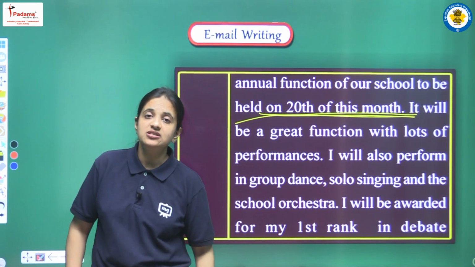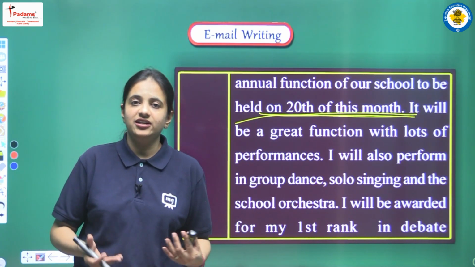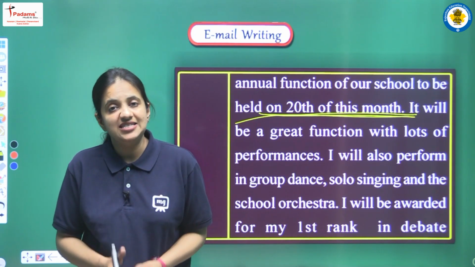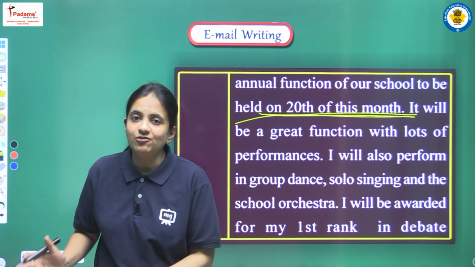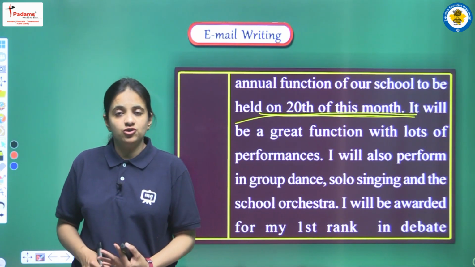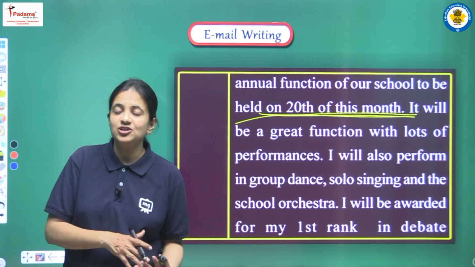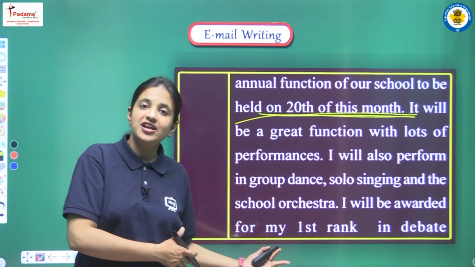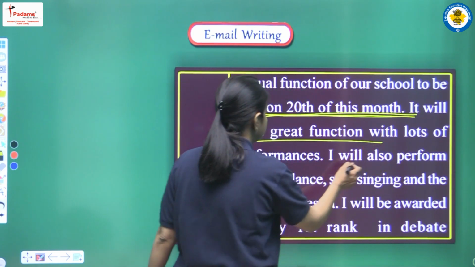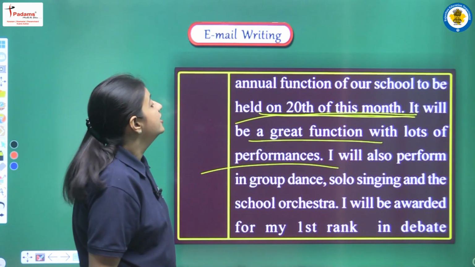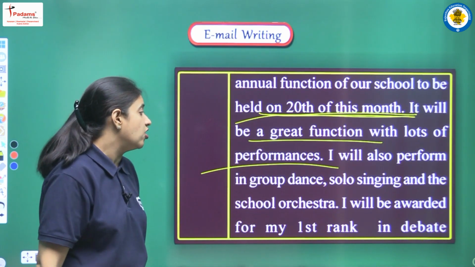Now we have to give some kind of details, because we are inviting our cousin. So now we have to tell, or we have to write the basic details, that what performances will be there in the annual function, or why the annual function will be a great show. So you know why he or she should be there to attend the annual function. So that thing we have to write here. So we are writing that it will be a great function with lots of performances. I will also perform in group dance, solo singing and the school orchestra.